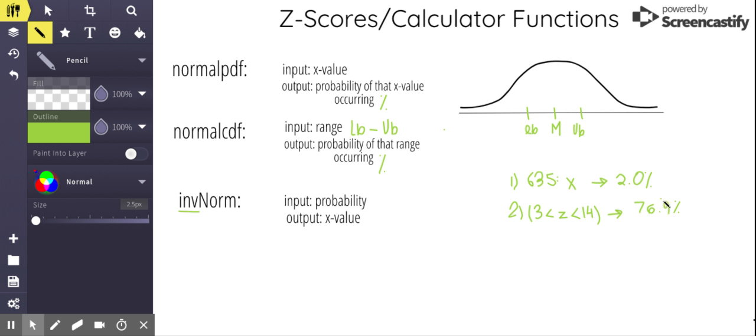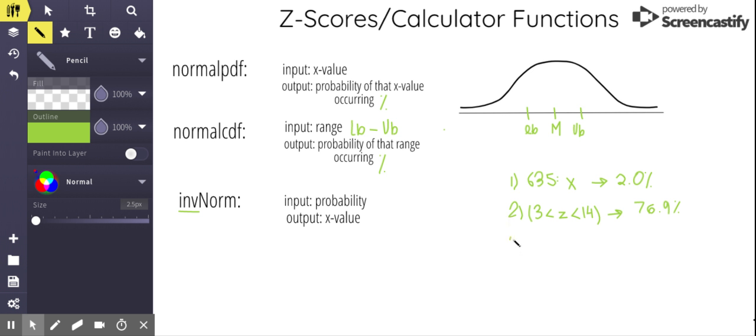And then our mean is going to be 7.6, and then standard deviation 4.5. Then hit enter twice, and you'll see you get an answer of 76.9%. This is a perfect example of CDF because we are entering in a range and getting a probability.